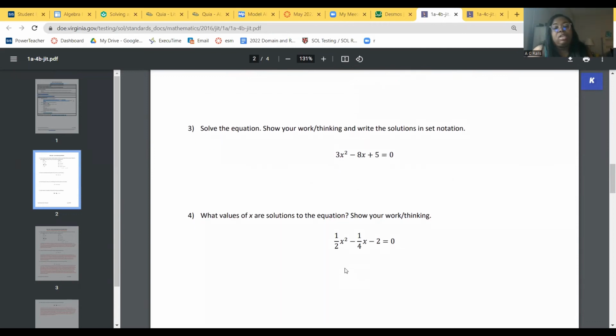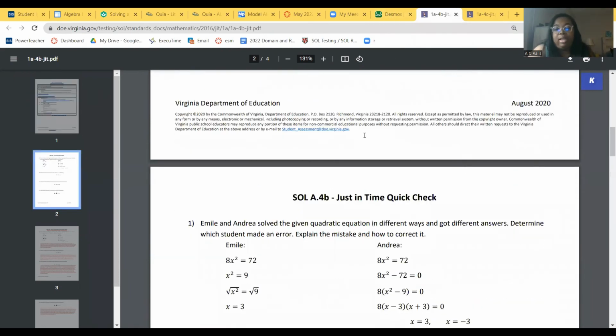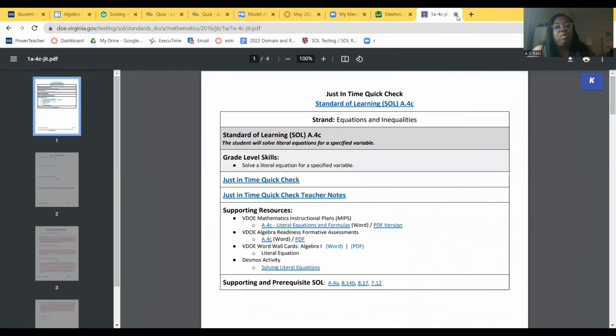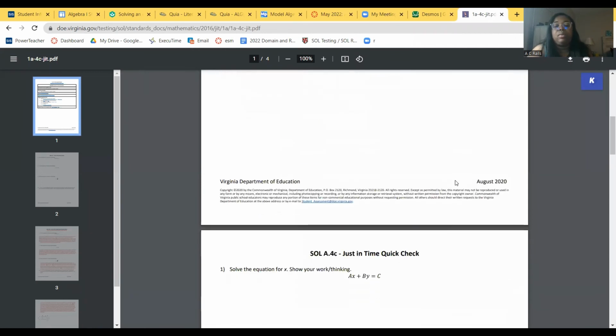Last but not least, you could do the same thing with number 4. So if you want to take a break and do the quadratic practice, feel free to stop the video and do so. However, if you're ready to go, we'll do the last set, which is literal equations.